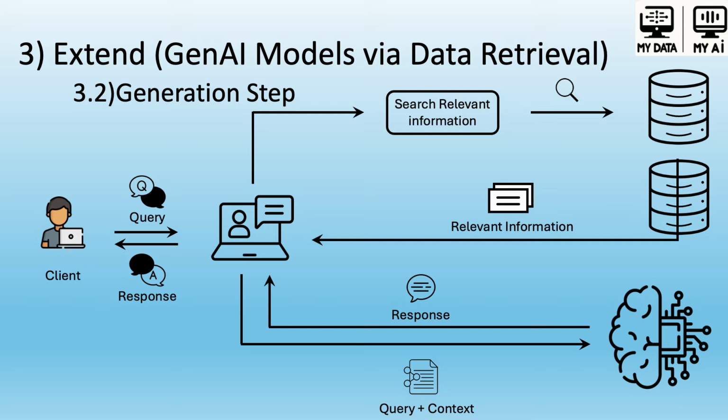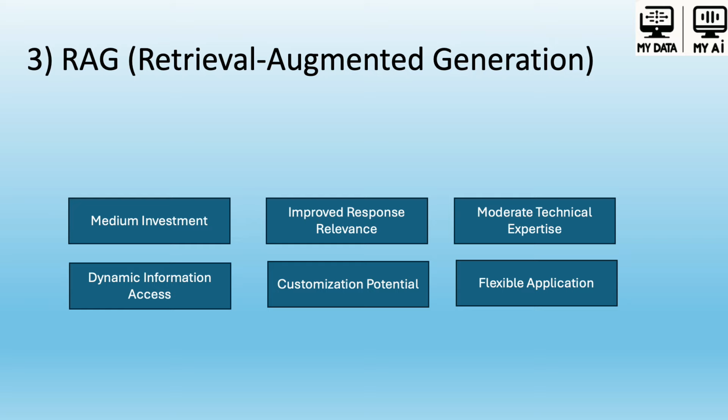Most of the chatbots that you deal with every day are using RAG. If you choose RAG as your generative AI implementation approach, you need to have some investment in infrastructure, and you need a technical team to support your application. But it gives you the opportunity to use both private and public information. It gives you much more flexibility, and it's customizable.